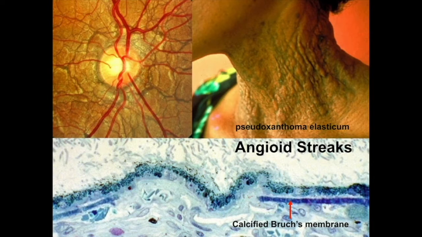Here's a patient with angioid streaks, a typical neck skin manifestations. Here we see a histopathology from a patient with hemoglobin SS disease. We can see the massive thickening of Bruch's membrane and the break.